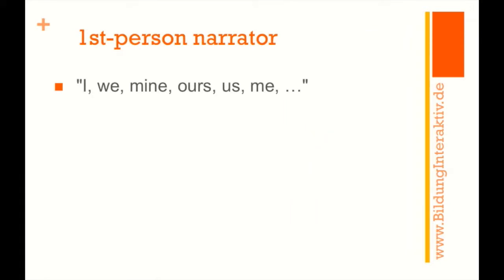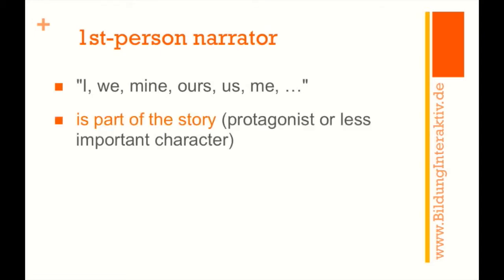Now, for the first-person narrator, you usually have pronouns like I or we, and of course all the rest of the pronouns that go for the first person, like mine and ours and us and me and so on. So look out for those pronouns. They tell you we have a first-person narrator in this story. The first-person narrator is always part of the story. So either he or she is the protagonist or maybe a less important character.